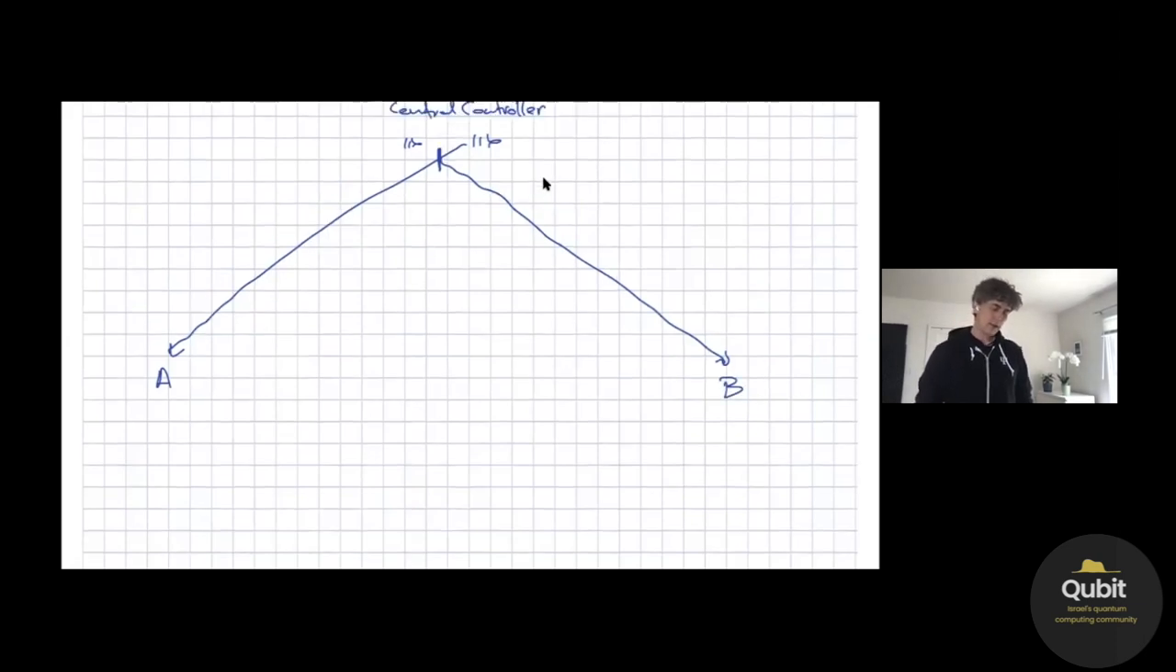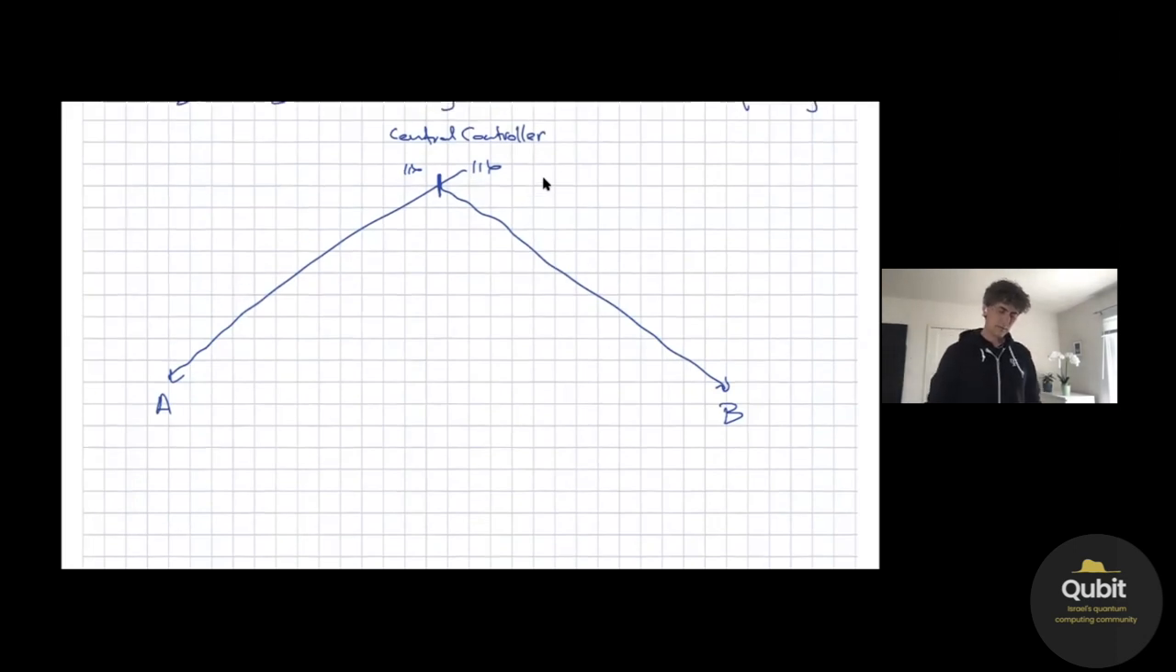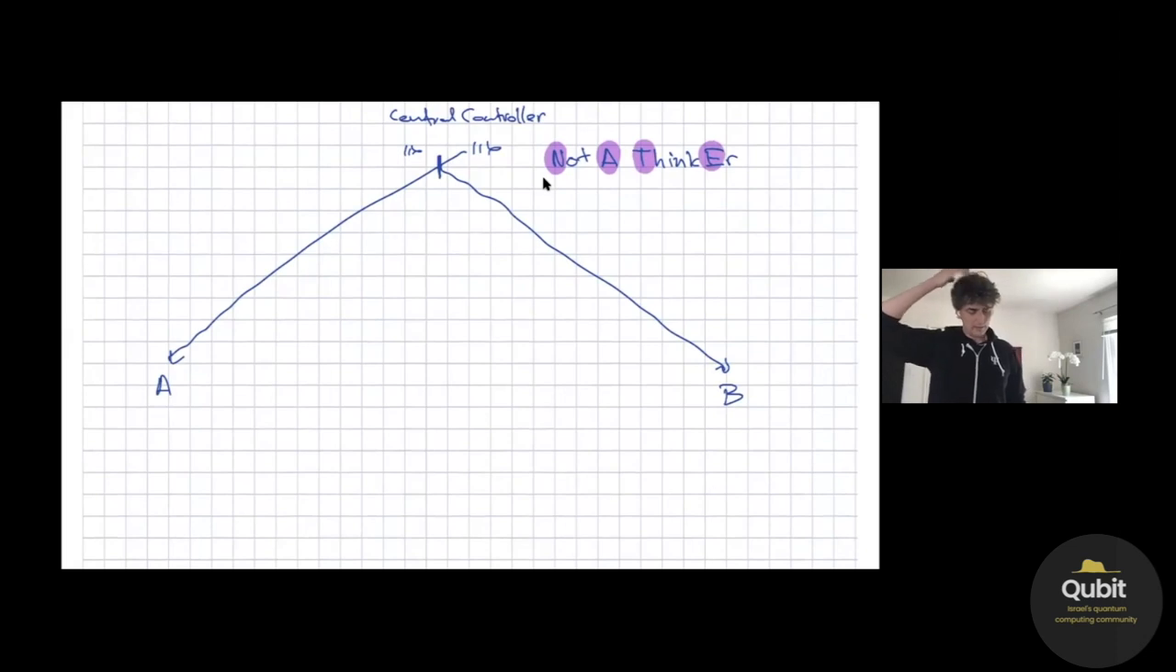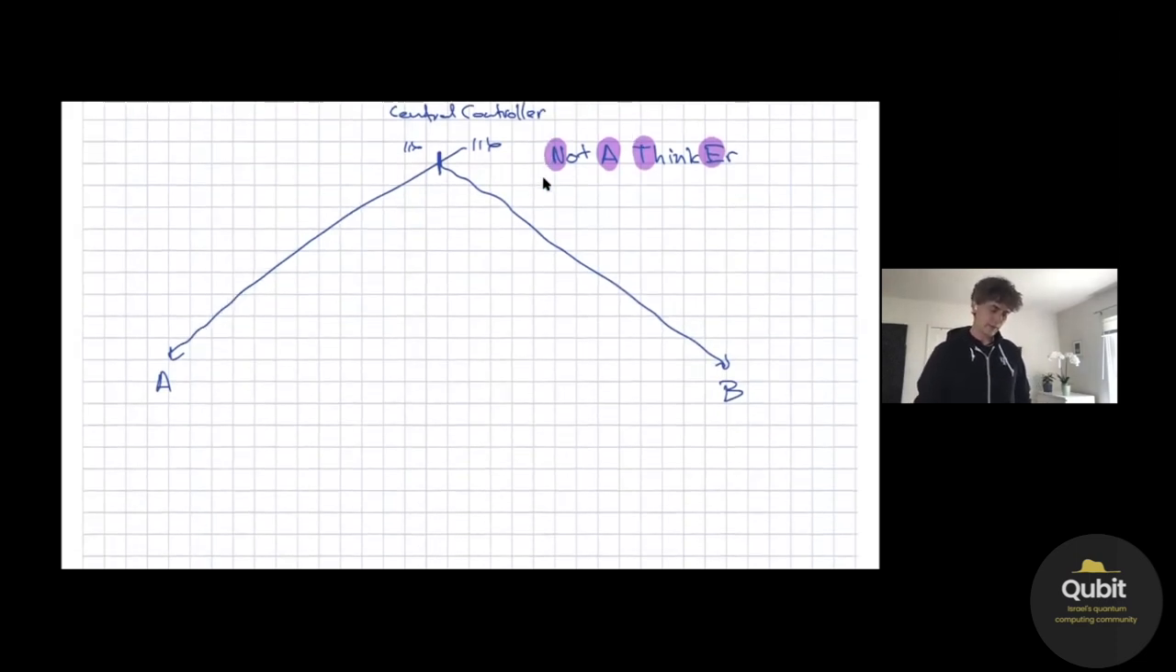Okay. And the central controller is not very smart. We'll call them Not A Thinker, or Nate for short. And so Nate tells the students, well, make measurements and let's see if we violate a Bell inequality, right? And the students make measurements, but if they only have linear optics, they can basically only put some beam splitters there and some detectors. And all they see is that, if Alice has the photon, Bob does not, and vice versa. So all they see are classical correlations.